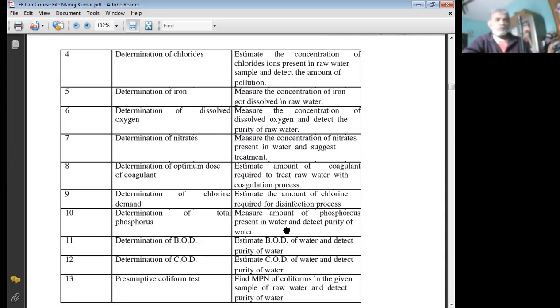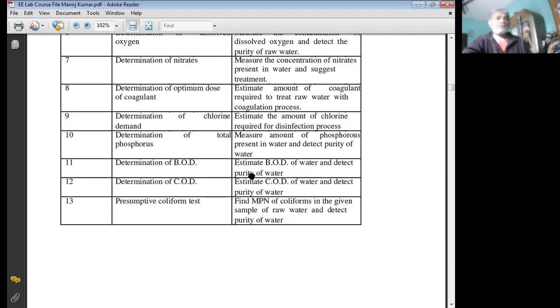Determination of the total phosphorus. Measure the amount of the phosphorus present in the water and detect the purity of the water. Determination of the BOD. Estimate BOD of water and detect the purity of the water. Determination of the COD. Estimate the COD of the water and detect the purity of the water.